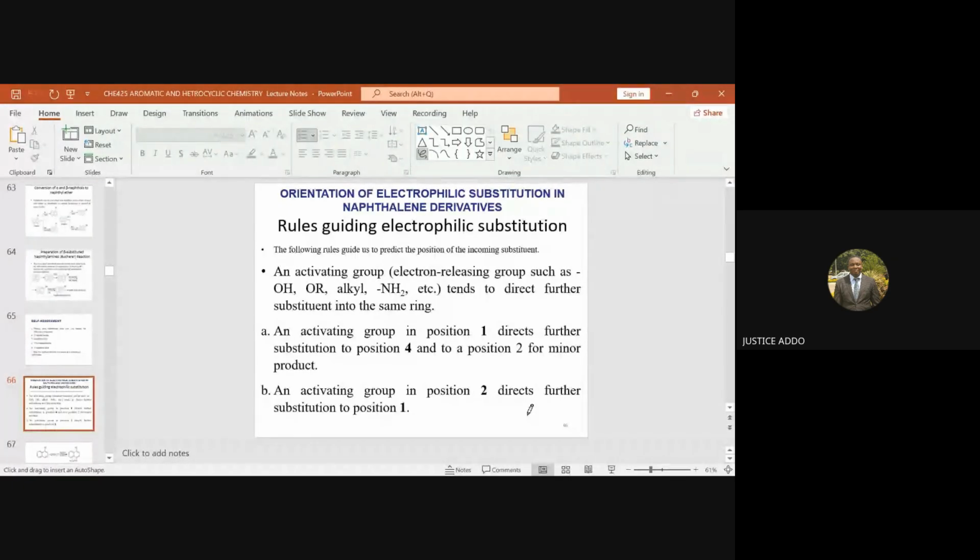But when the activating group is on position 1, then there are two sides, position 2 and position 4. When it goes to position 4, you form a major product. When it goes to position 2, you form a minor product. And that is for activating groups.